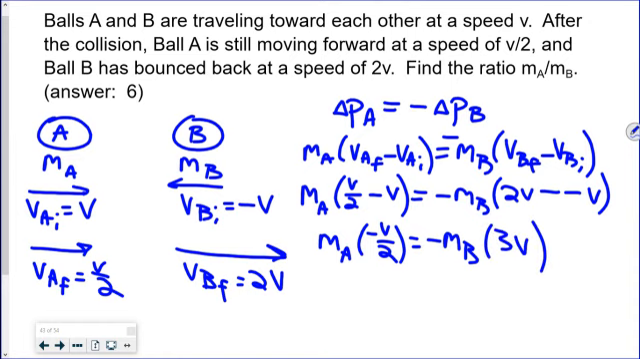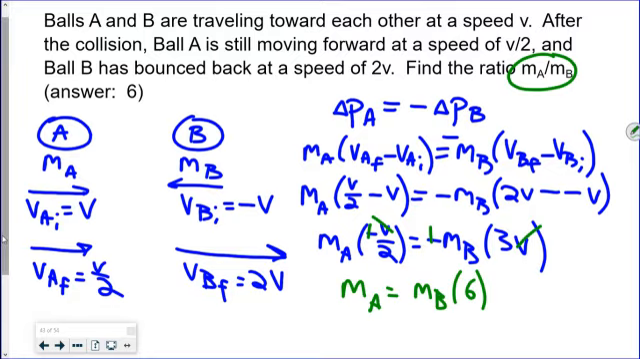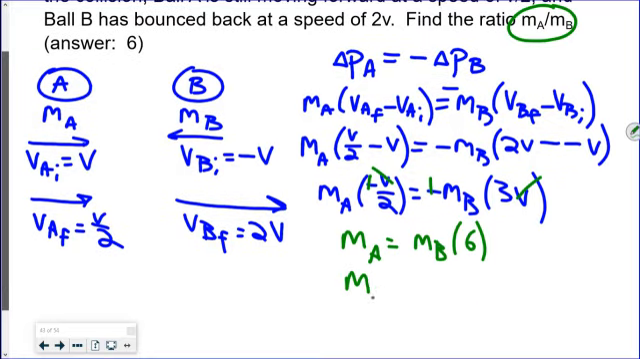All right, so what cancels here? First of all, if I divide both sides by v, the v's all cancel. I can multiply both sides by negative 1 to get rid of my negatives, and then multiply by 2 to get that the mass of A is the mass of B times 6, which means then that our ratio is 6. All right?